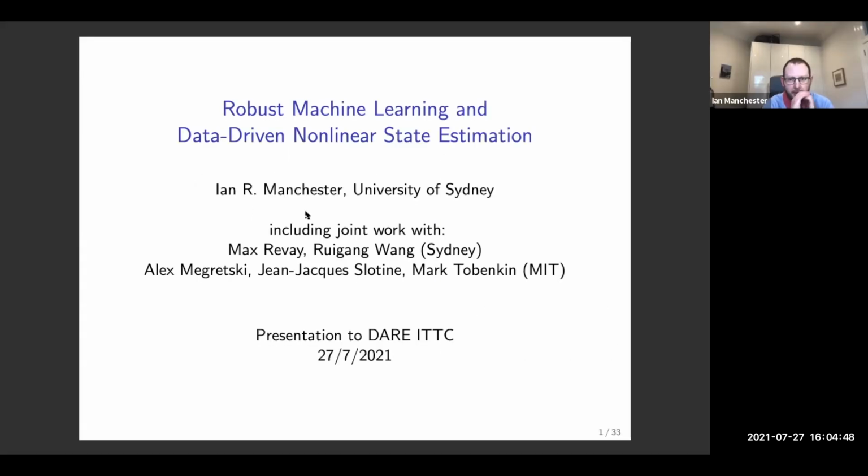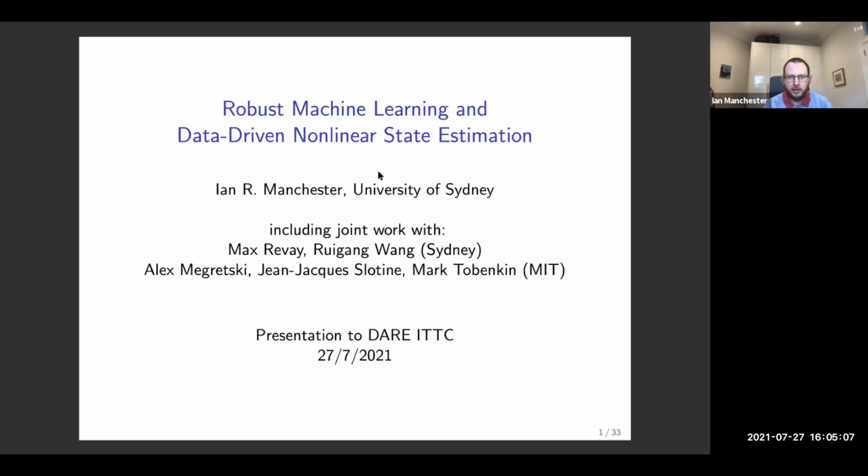Of course, I'll emphasize it's not just me. There are several people. You can see the names here, both at Sydney and some colleagues at MIT who've contributed to the work over many years. We've been working towards this material.